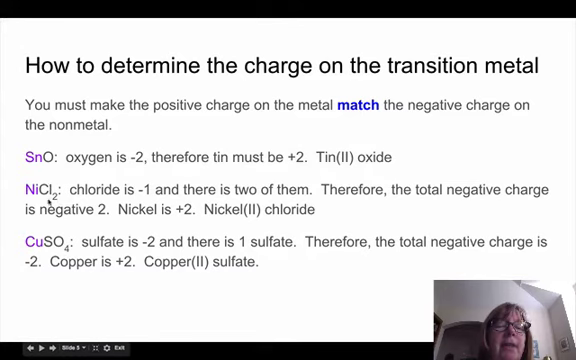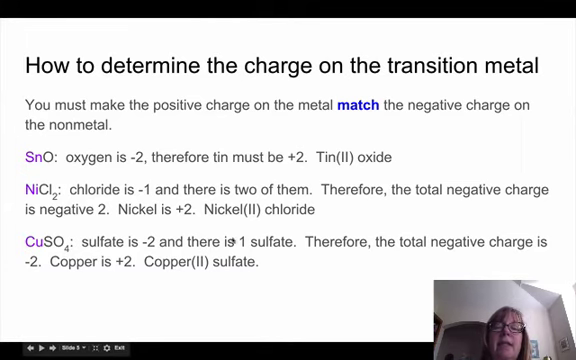So 2 times -1, we've got 2 of them. The overall negative charge on that is -2. So what must nickel's charge be so that it cancels that -2? So it has 0 overall charge. Nickel's charge has to be a +2.